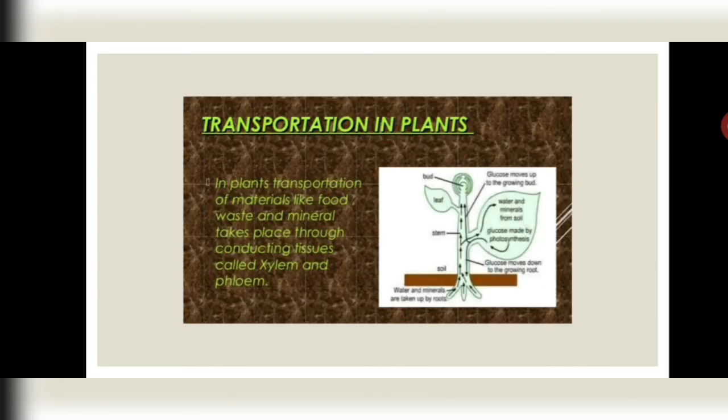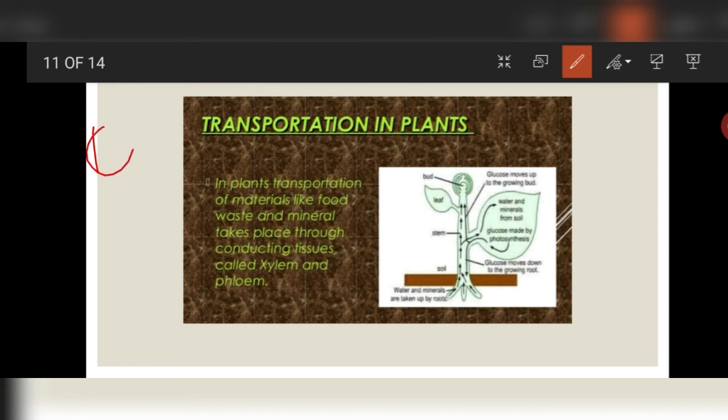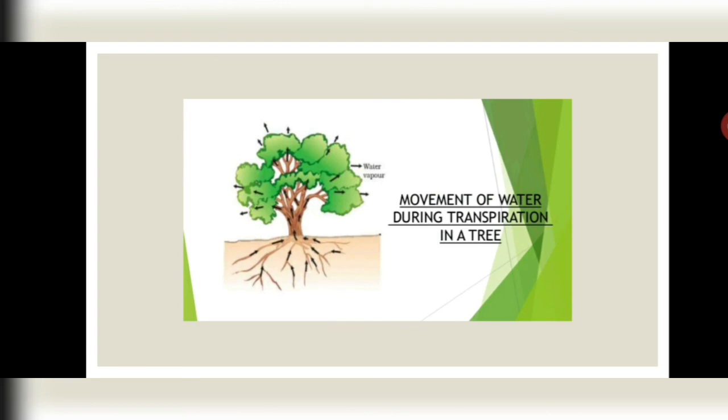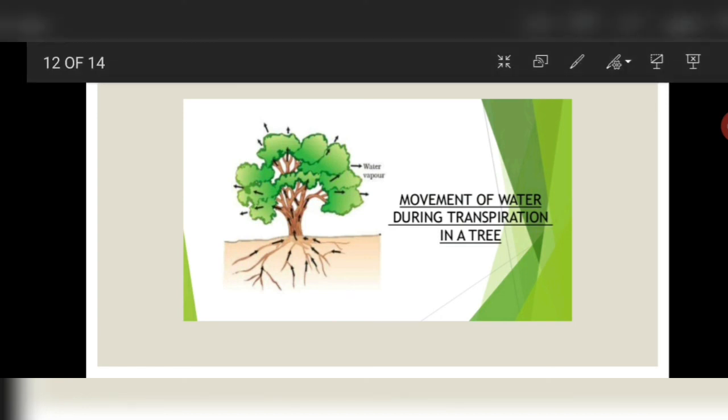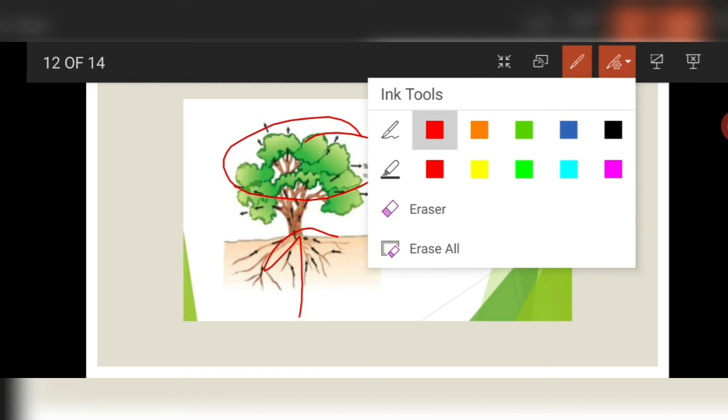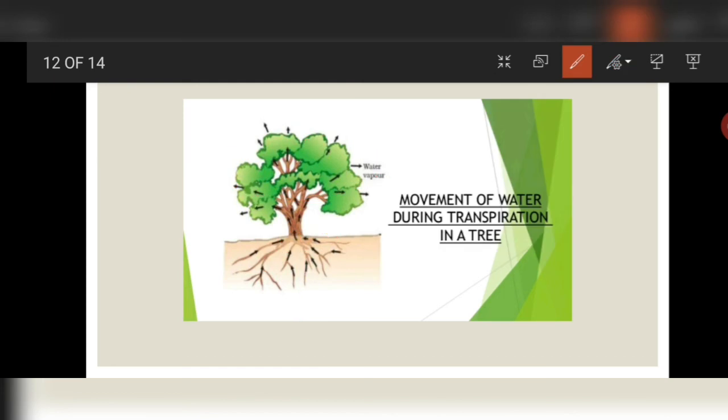Now let us discuss the transportation in plants. Transportation in plants, children, there are two things that have to be transported. One is water plus minerals. Okay, so this is how the movement of water during transpiration occurs. Can you see? There are water vapors that are formed here and the root pressure that is applied from here. So clear everybody? This is all about circulation in plants and animals.